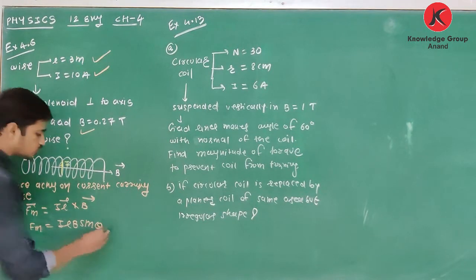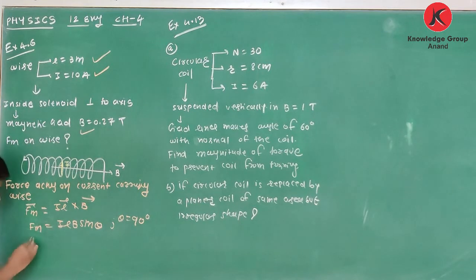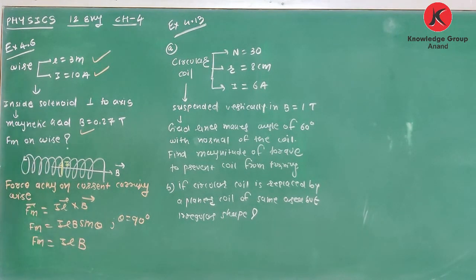I is given, L is given, B is given, theta you can easily say is the angle between I and B, theta is equal to, yes, here it is 90. So what is the magnetic force? Fm is equal to ILB. Okay? Yes, you can easily calculate this question. So simple, you have to just understand what is given.